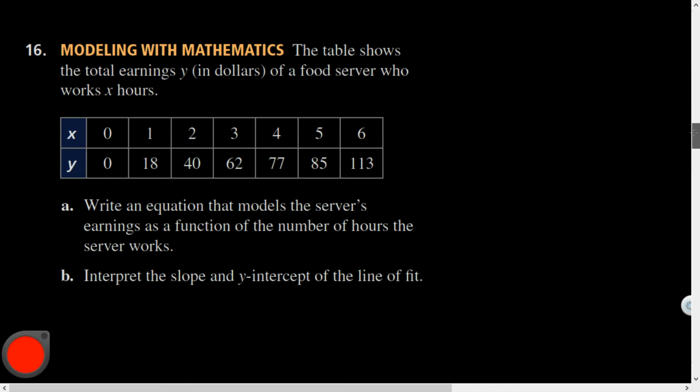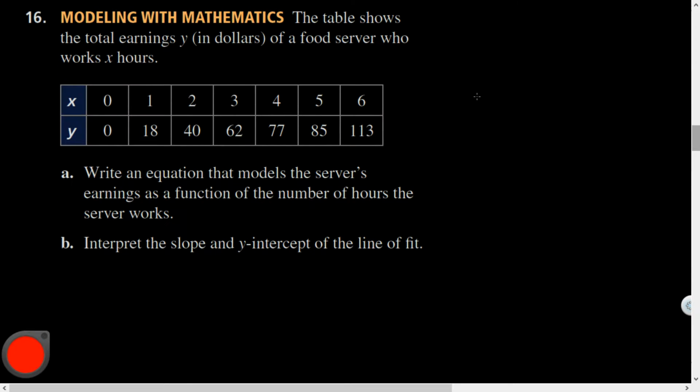All right, let's look at this last question. I'm pumped about this. Question 16. The table shows total earnings, Y, in dollars, of a food server who works X hours. Let's see. So Y is the number of hours they work. X is the earnings in... No. Y is the dollars. Here, let's label these. Why not, shall we?